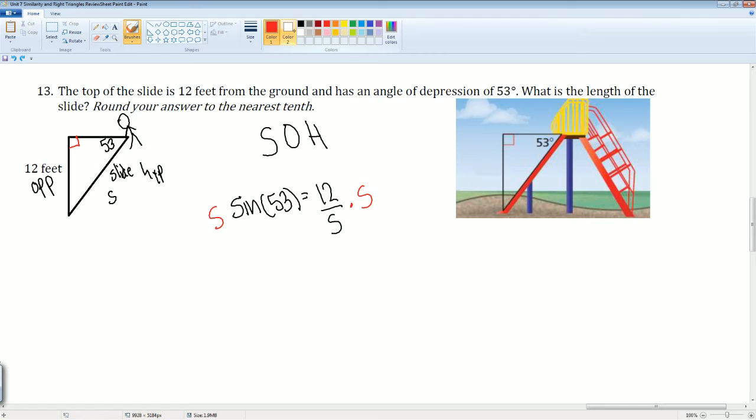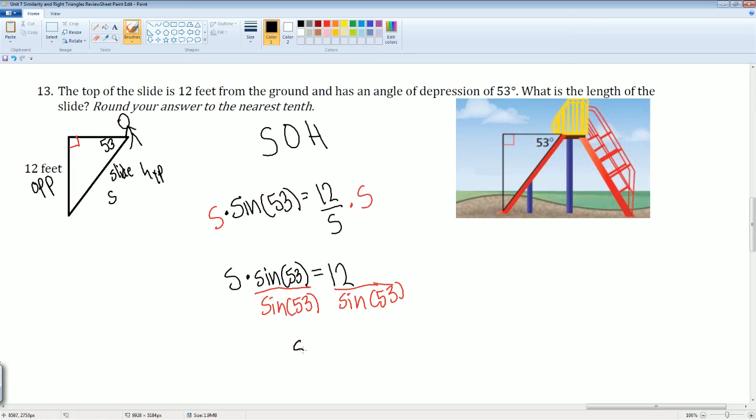So what I have left over here is a 12 on the right hand side, and I have S times sine of 53 degrees. Okay, now I need to know S. I have to keep S alone, so I have to divide by sine 53. Divide by sine of 53.